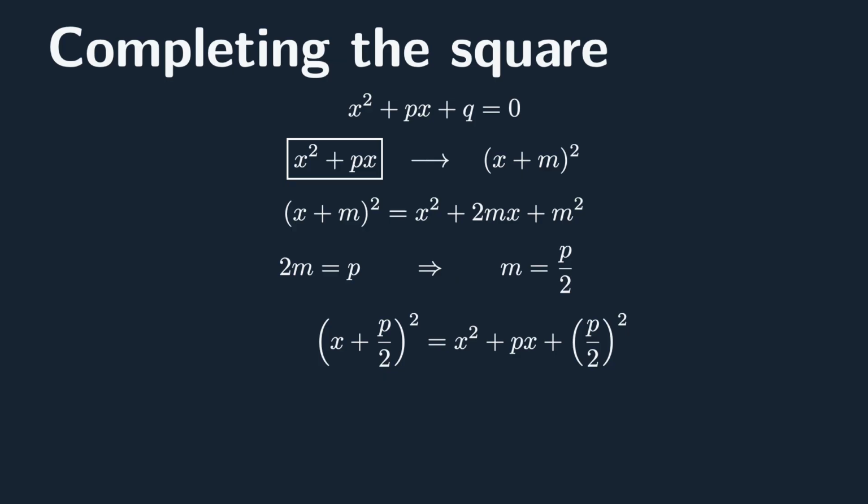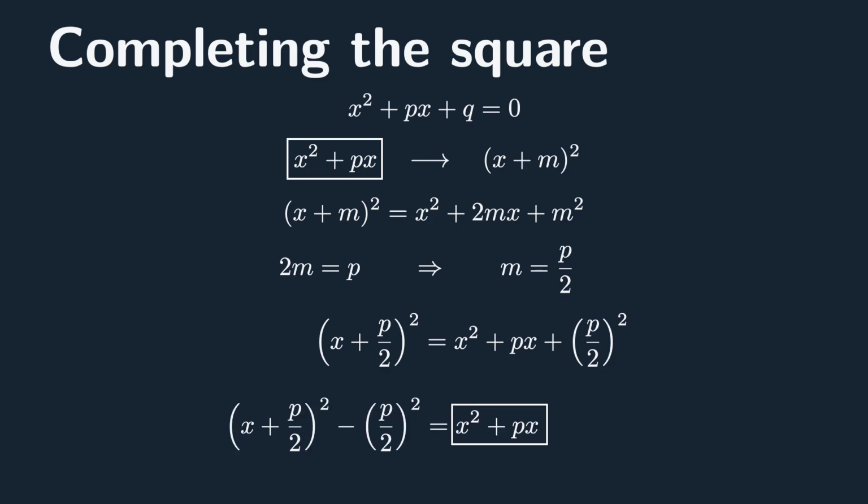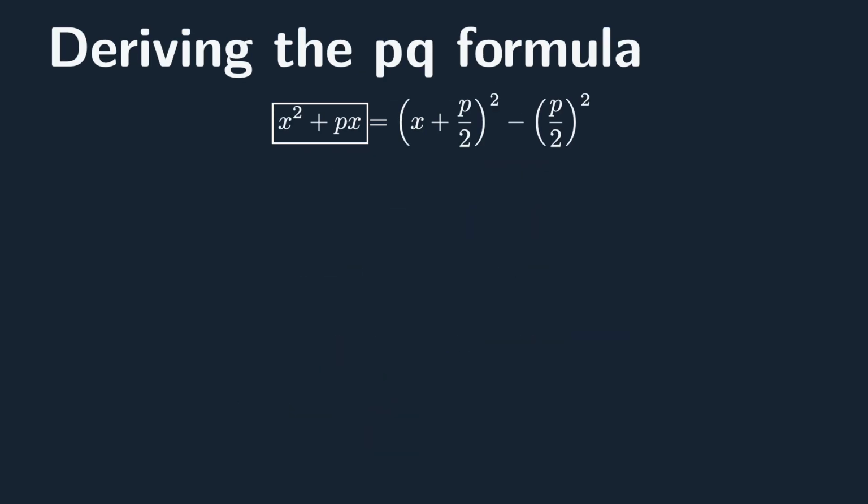But this bracket squared is not just x squared plus px. It also contains the extra term p on 2 squared. So to get back to x squared plus px, we subtract that extra term again. This gives us the quantity x plus p on 2 squared minus the quantity p on 2 squared equals x squared plus px.